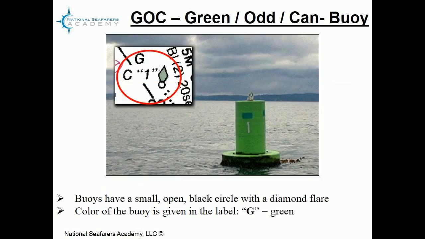Unlighted green buoys are green in color, odd numbered, and are can-shaped. On a nautical chart, unlighted buoys have a small, open, black circle with a green diamond flare. In this case, the color of the buoy is given in the label, G equals green, and it is a can-shaped, number 1 buoy. Most aids to navigation are fitted with retroreflective material to increase their visibility in darkness. The reflected color will be the same color as if the navigation aid was lighted.